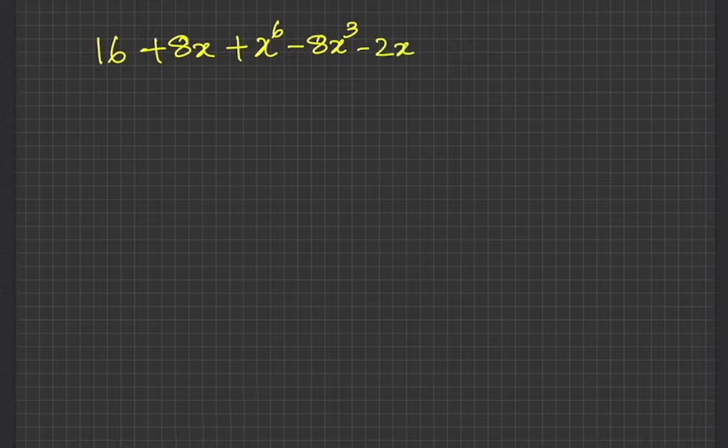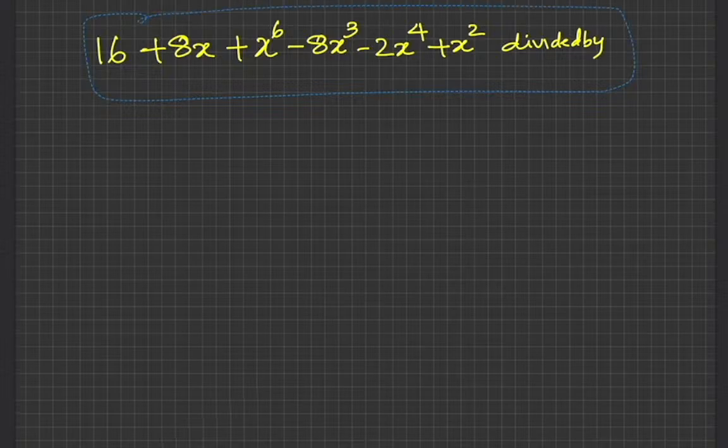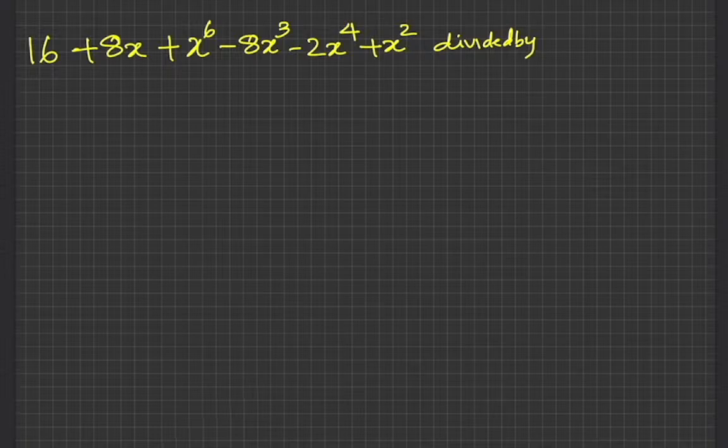We have 16 plus 8x plus x to the power 6, negative 8x to the power 3, then I have negative 2x to the power 4 plus x squared, and it is divided by x plus 4 negative x to the power 3, right?